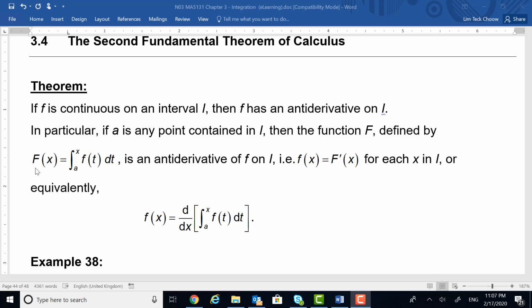Antiderivative also has the meaning that if I differentiate the antiderivative, I get back the function f(x). So in the long and short, the second fundamental theorem of calculus actually says this. It's a very high-sounding theorem, but actually it's quite easy to apply. Let's look at some simple examples.